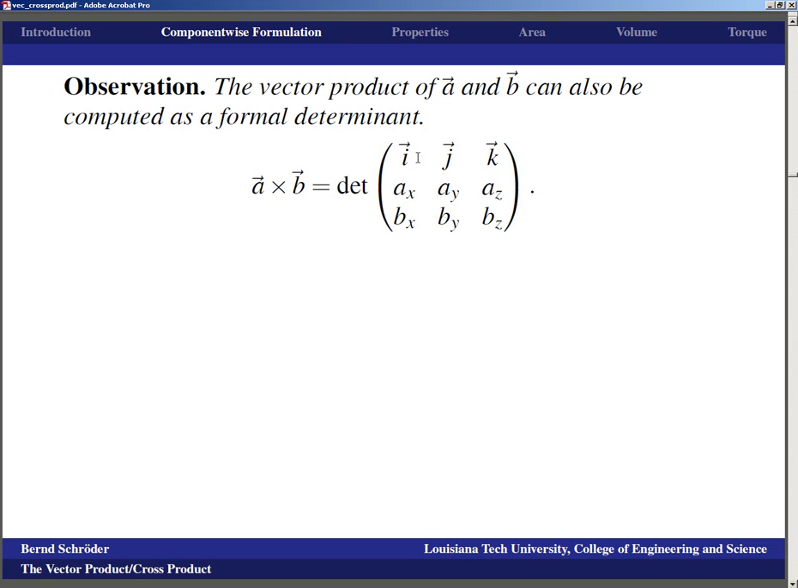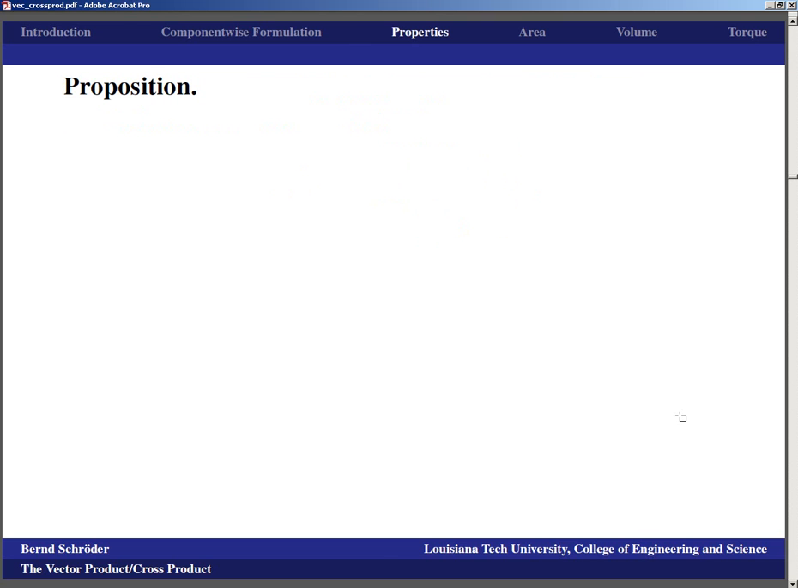However, we need to be careful here. This is really a formal determinant, because technically we haven't defined the determinant where one row consists of vectors and the other ones consist of numbers. Either way, it's another way to memorize the cross product formula, which needs to be memorized.